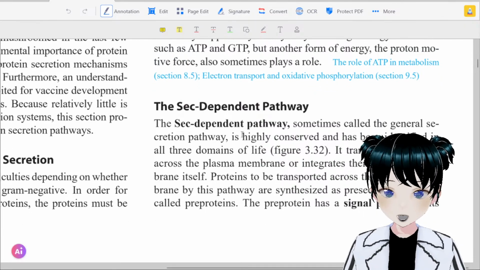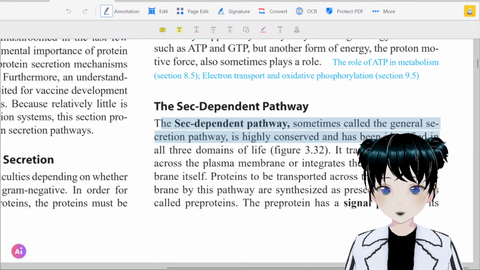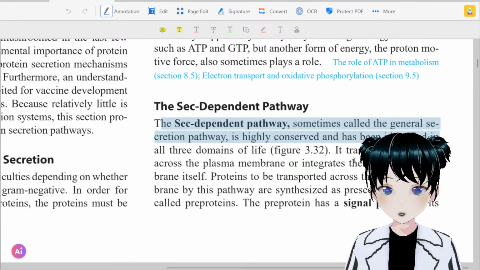Now the sec-dependent pathway, sometimes called the general secretion pathway, is highly conserved.